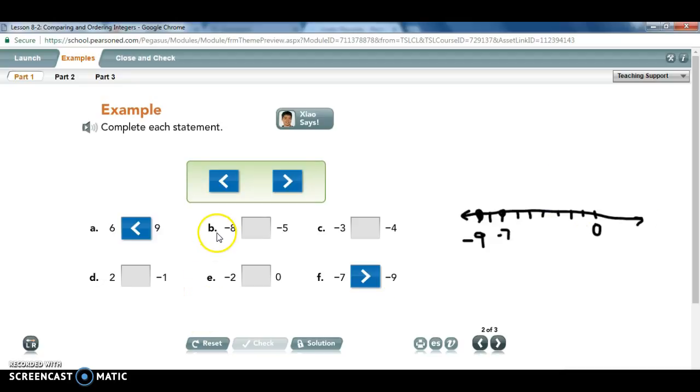You are going to do B, C, D, and E on your own. And then when you're done, you submit your answer. I will show you what the correct answers are.